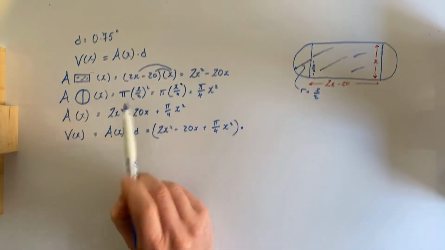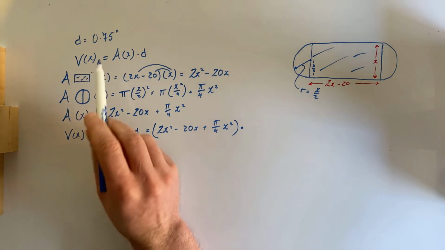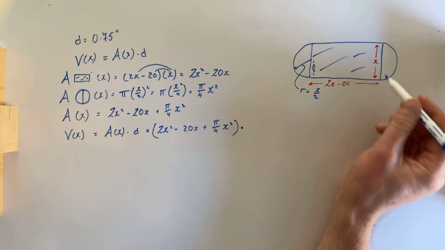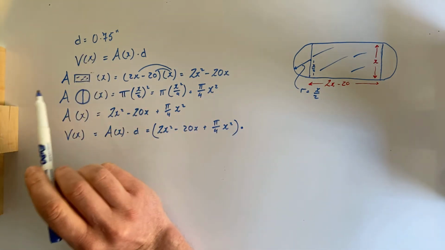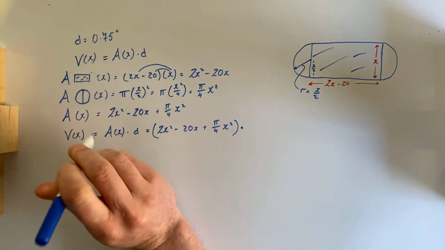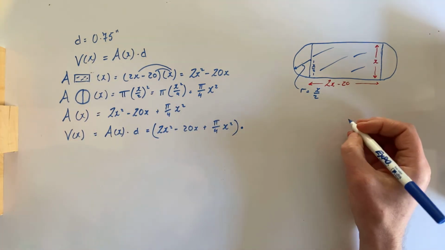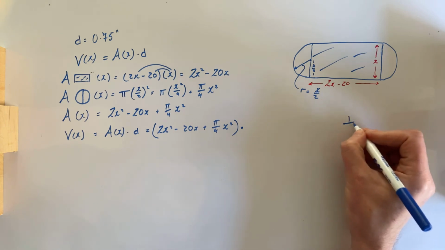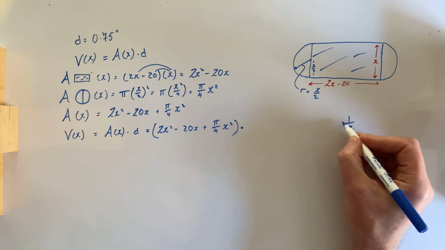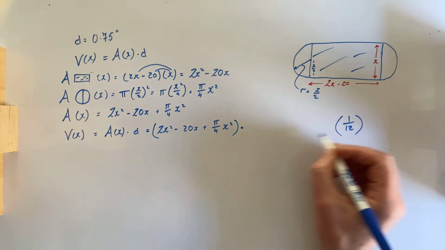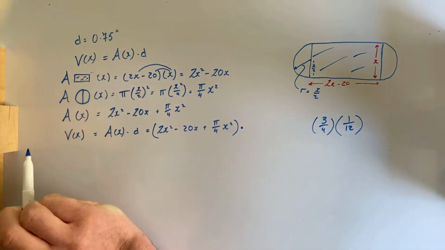Well, a word of caution: d is of course in inches, so I just need to be careful with my units here. X, we're told, is in feet. X is being measured in feet, whereas my distance is being measured in inches. So I'm going to convert inches to feet in that case. And so 1 inch is 1/12 of a foot, and I need 3/4 of this. So I need 3/4 or 0.75.